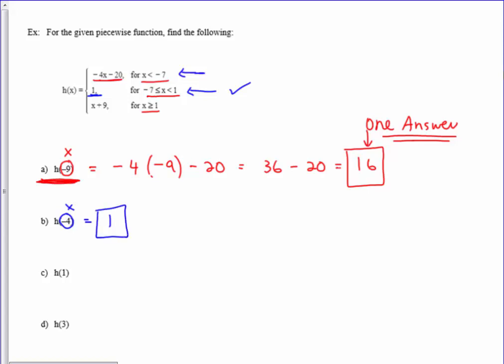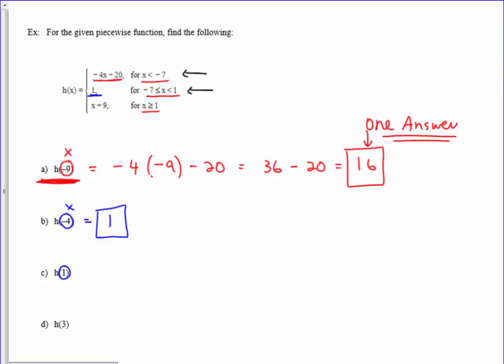Go down to the third example. We have h of 1. So looking back up, we would want to know which piece 1 falls into. Does it fall into the first piece? Is 1 less than -7? No. Does it fall into the middle piece? Is 1 in between -7 and 1?